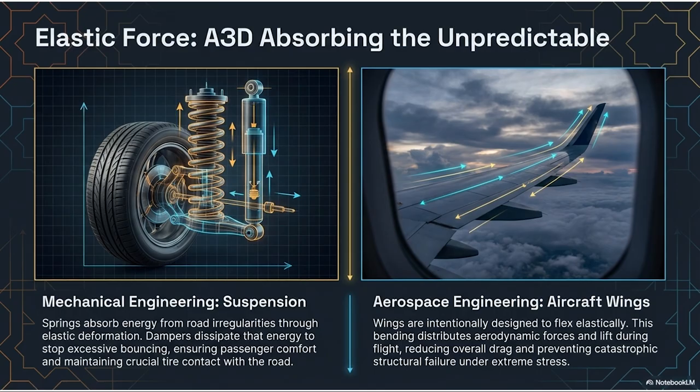Good luck. But that concept of a shock absorber translates directly down to the ground too. Automotive suspension. Yes, mechanical engineering applies elastic forces constantly to manage unpredictable environments on the road. We've all driven over a massive pothole. If your car didn't have a suspension system, your spine would just shatter. The engineering notes break the suspension down into two parts. First, you have the coil springs. Right. The spring absorbs the sudden kinetic energy from the road irregularity through elastic deformation.